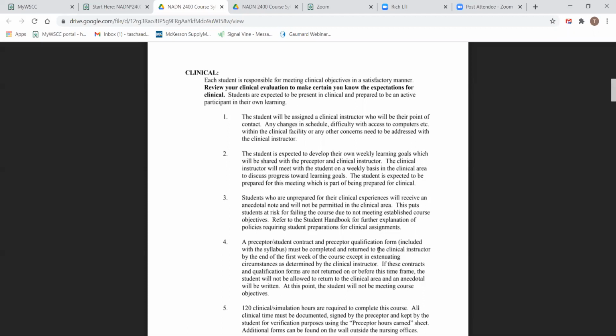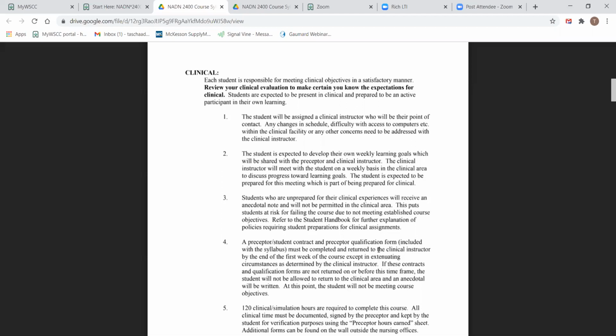The student will be assigned a clinical instructor who will be their point of contact. Any changes in your schedule, difficulty with access to computers within that clinical facility, or any other concerns need to be addressed with the clinical instructor. Please do not go to other clinical instructors. Go to your clinical instructor. If you're having any additional issues, not getting results, then you can come to me, since I'm coordinating the course, and I can help you with it as well. But again, chain of command is extremely important.